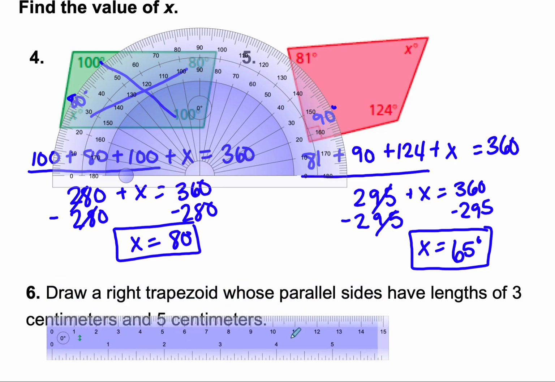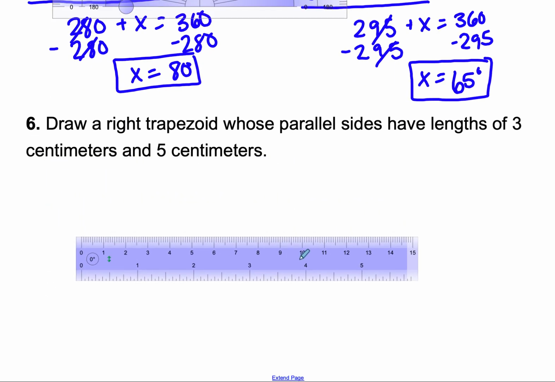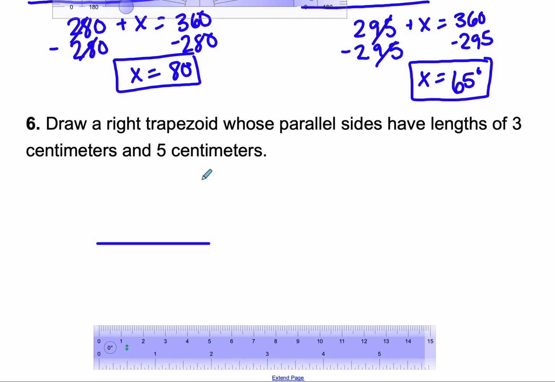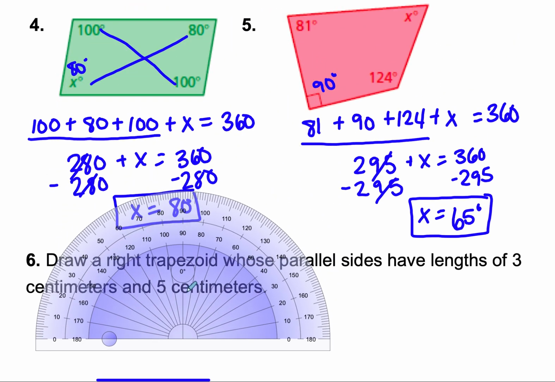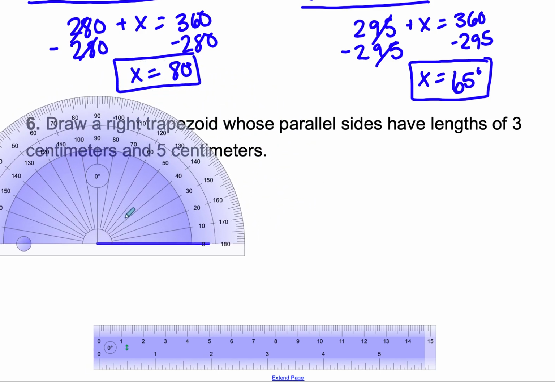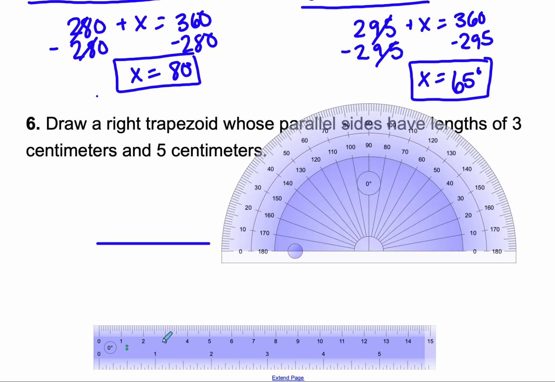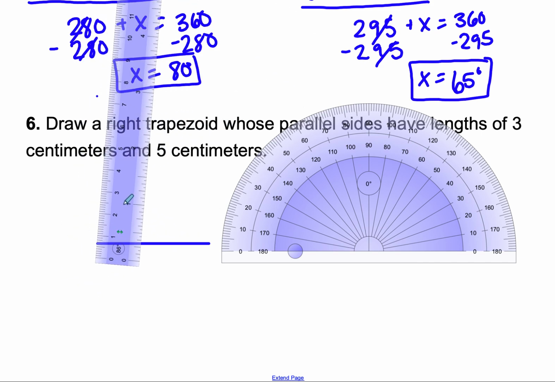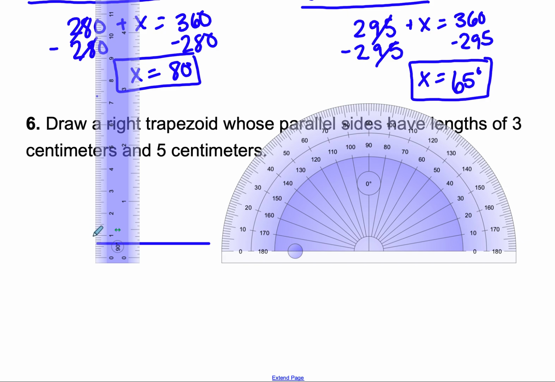I'm going to start with my ruler. Okay, I'm going to do my 5 centimeters on the bottom and my 3 centimeters on the top. It doesn't really matter. Right trapezoid means I need a right angle. So 90 degrees, I'm going to make my point. I'm going to line up my sides here. Doesn't really matter how long I make it. I'm not going to make it very long just so that it fits into that space.